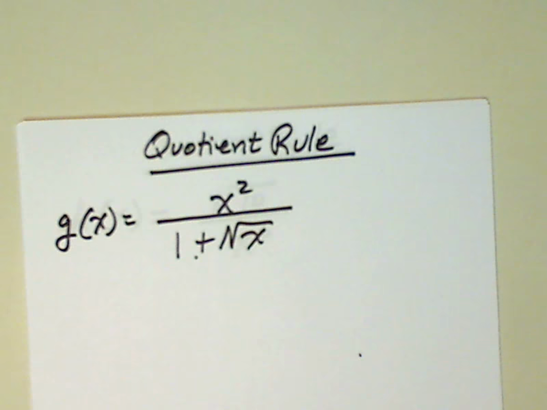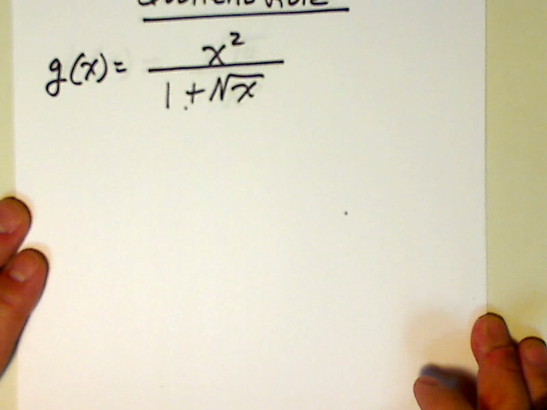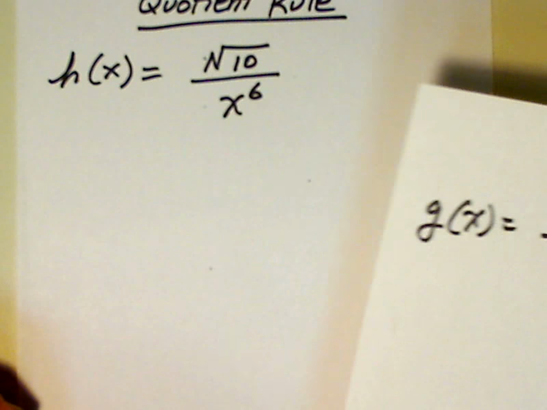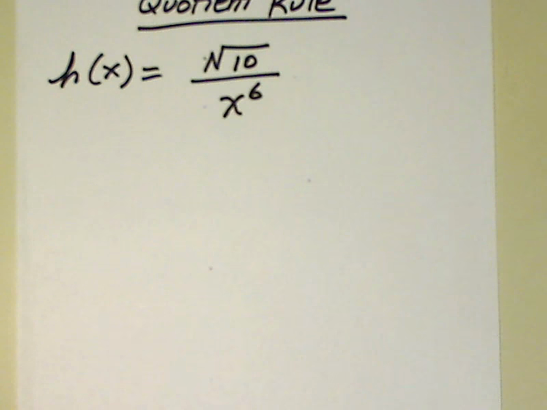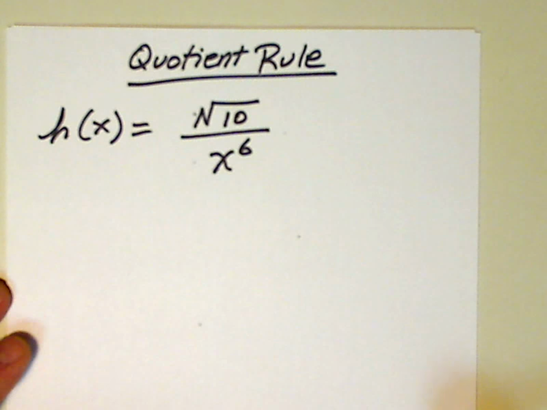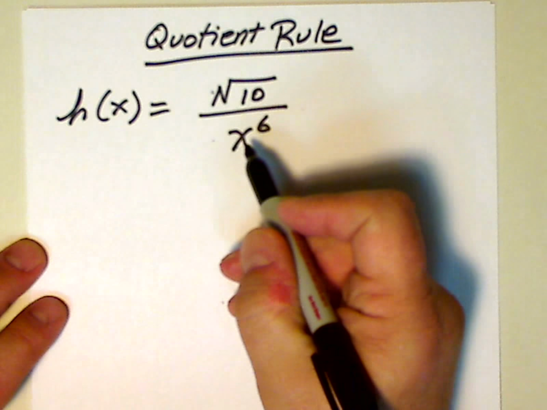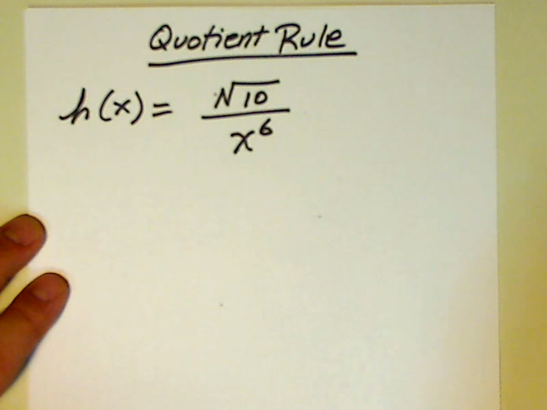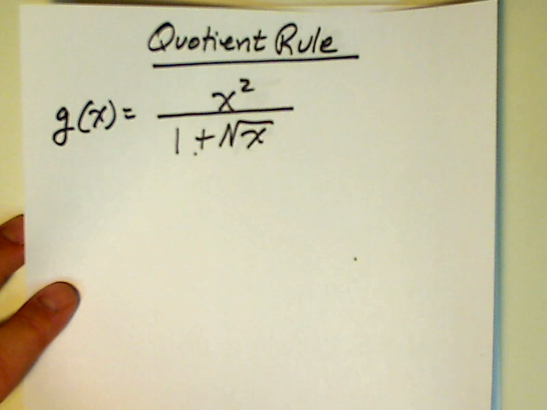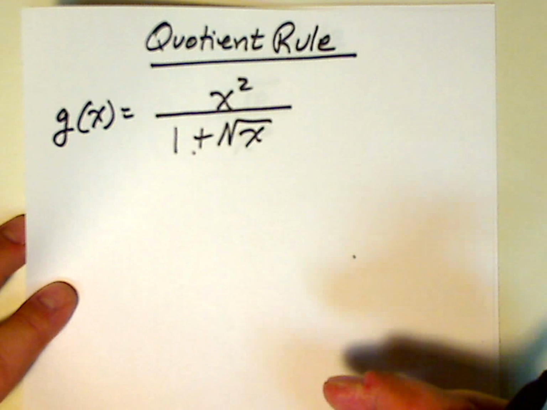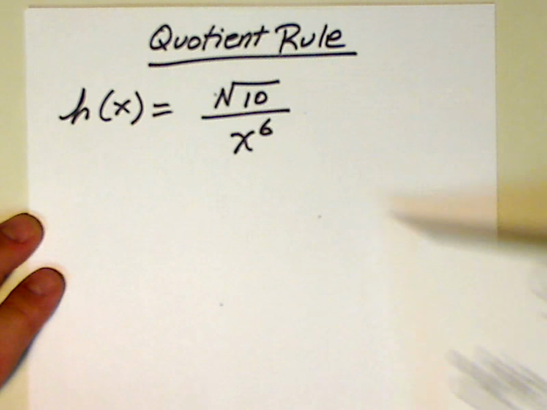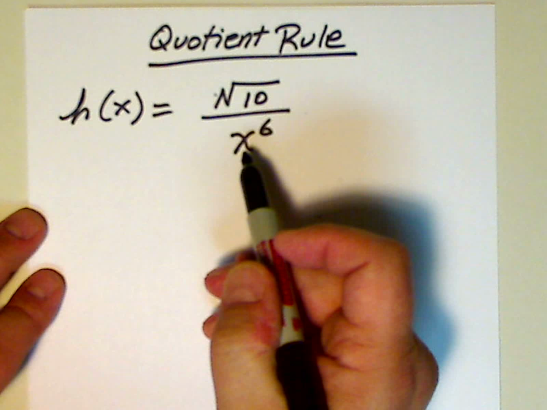X squared over 1 plus the square root of x. You know, this thing looks simple, but it's going to take a little time. So I'm going to put this one aside, save it for the third video, and let's end on this particular problem, because this one before it is going to take a little bit, and there's an extra section to this that I want to show you, and so I'm going to need most of my time for that. So let's work out this problem here.